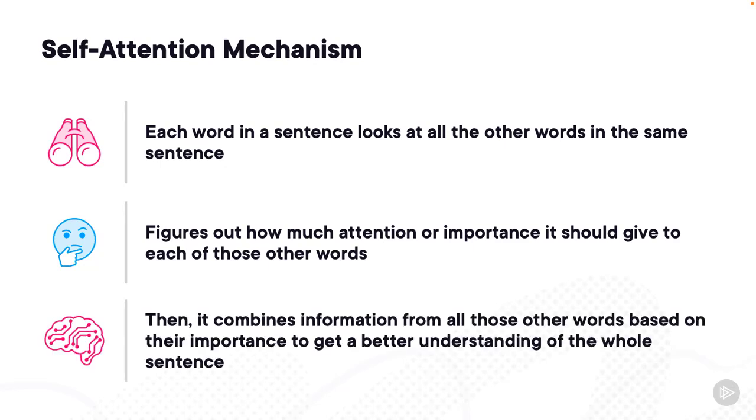Then it combines information from all those words based on their importance to get a better understanding of the whole sentence. For example, it's not the same to say "the general of the army" or "a general understanding." "General" is the same word, but it has a different meaning depending on the context.